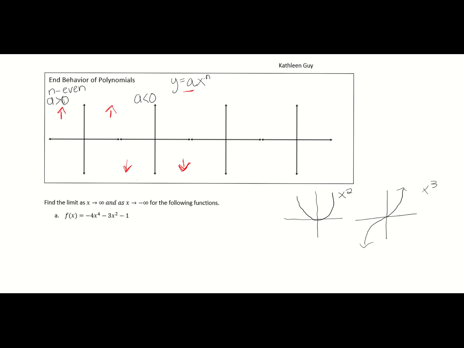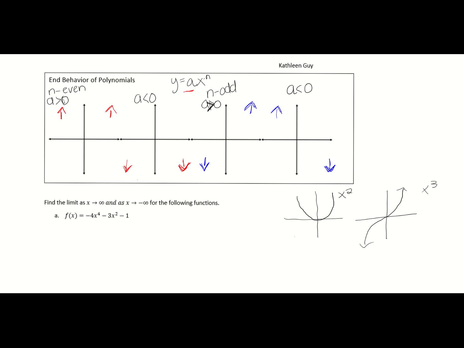Now, if the power is odd, then you think about x cubed. For x cubed, it starts down and ends up. Of course, this is for when your leading coefficient is positive. If your leading coefficient is negative, it will do a vertical reflection of that, so it will start up and end down. We're going to use that to find the limit as x goes to infinity or negative infinity.